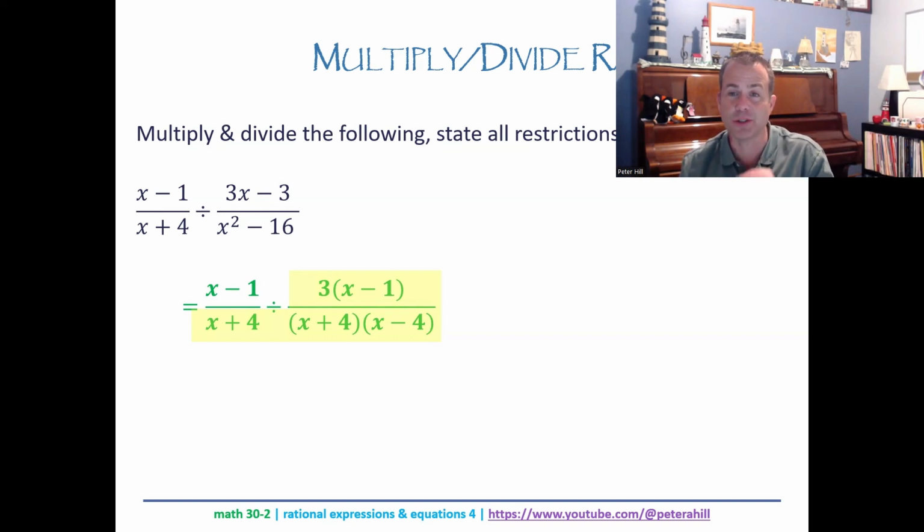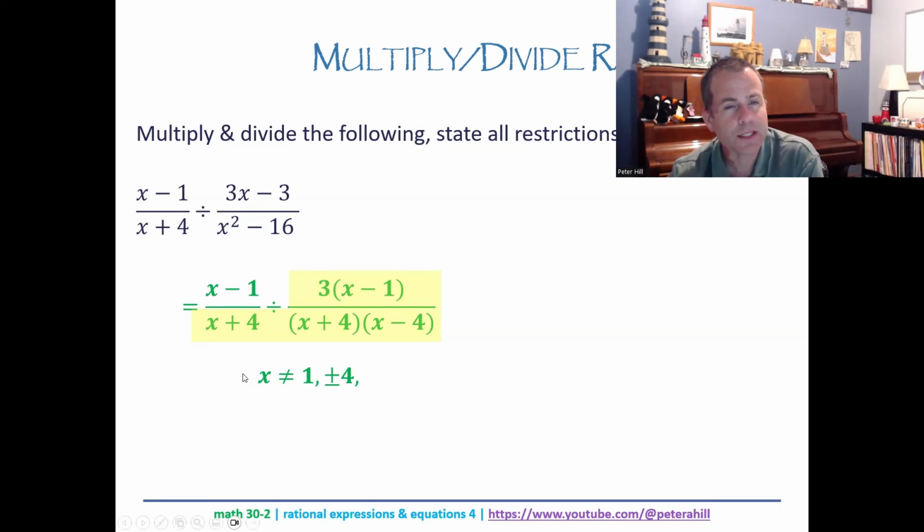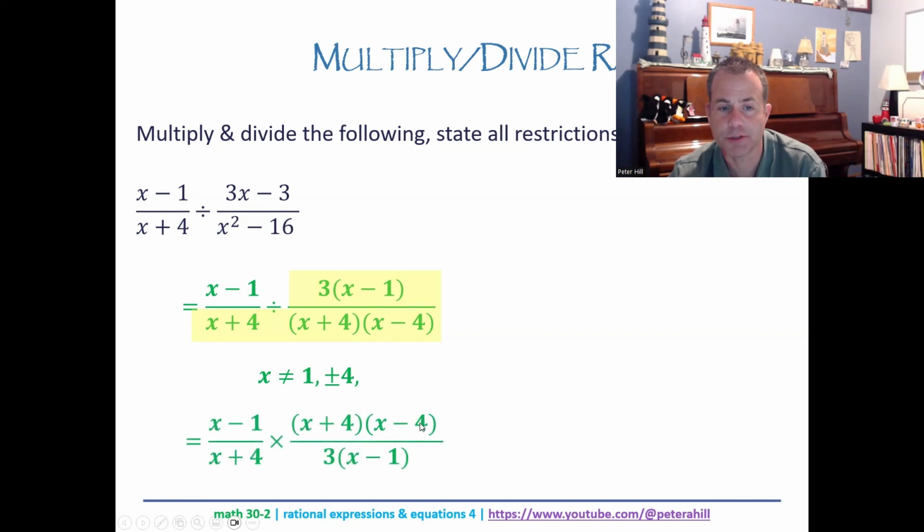So I have to actually look for NPVs on both the top and the bottom. So I see x can't equal -4, x can't equal -4 again, x can't equal +4, and x can't equal +1. So my non-permissible values, or my restrictions for this guy, would be x can't equal 1 and plus or minus 4. Okay. Now I'm going to rewrite it as multiplication.